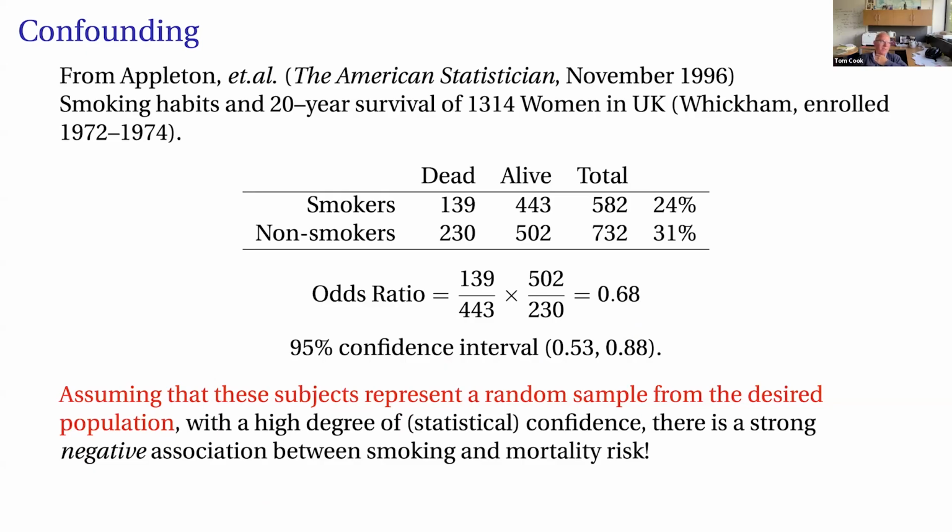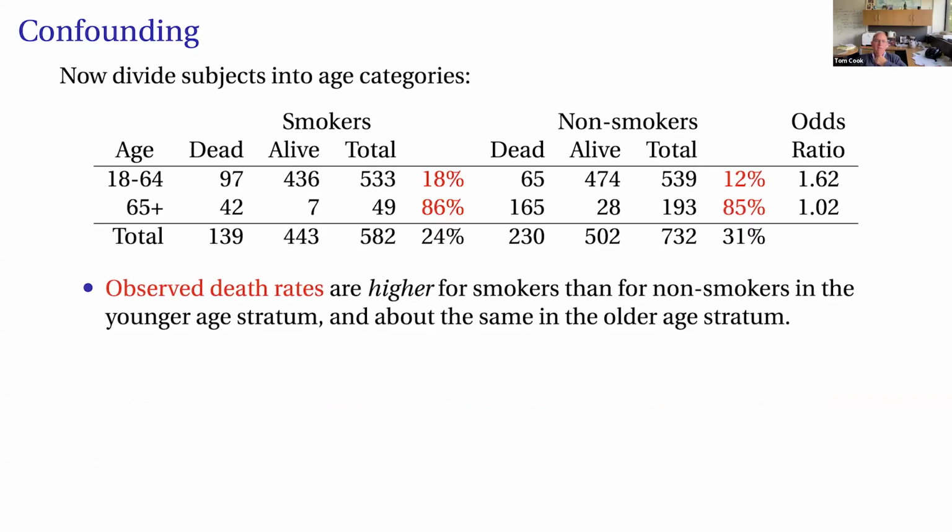If I pick a random woman from this time frame in Wickham, if they're a smoker, they have a lower risk of death in the next 20 years than did a non-smoker. However, I cannot, from that association, infer that it's causal. So then if we look deeper, we stratify by age, we look at the younger women up through age 64, we look at the older women.